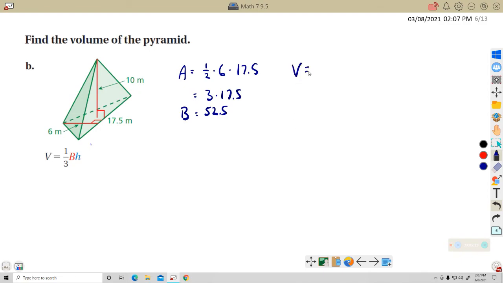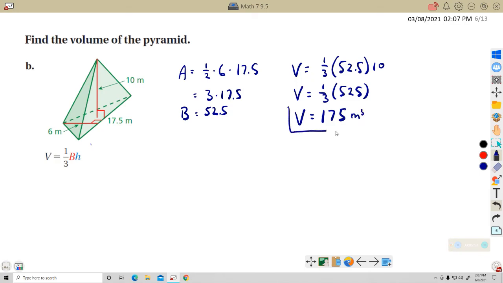Let's go. Okay, so the volume is going to equal 1/3 times 52.5 times 10. I can do the times 10 fairly easily. I can't divide by 3 any of this stuff that I can see. So I'm just going to make this 1/3 times 525. And let's see, 525 divided by 3, 175. And this will be meters cubed, or cubic meters.